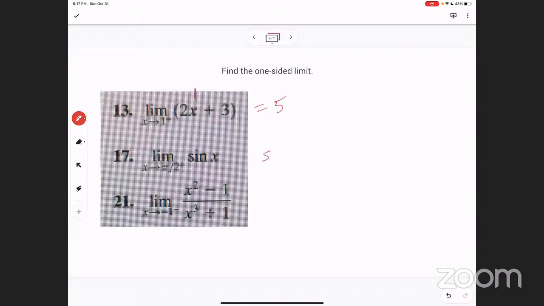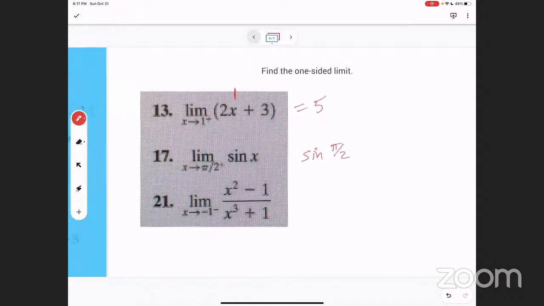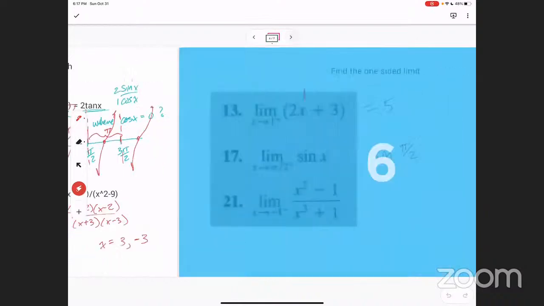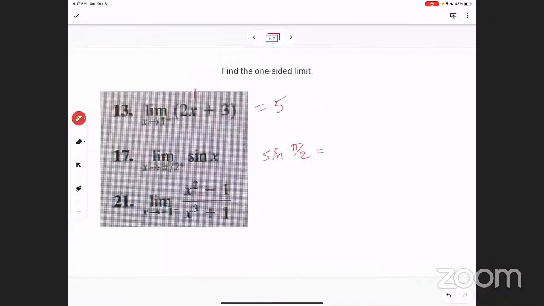Can I plug in pi over 2? What's the sine of pi over 2? Let's go back to my unit circle. Here's pi over 2. Remember, the sine is your y coordinate. It's your opposite. The sine is just 1. So that's your answer, 1.